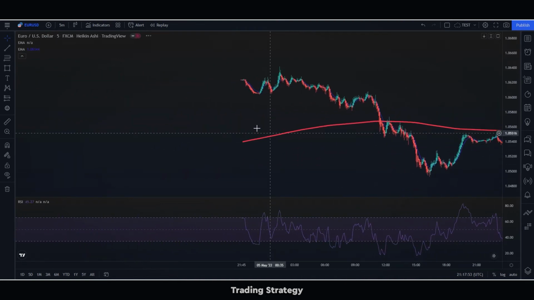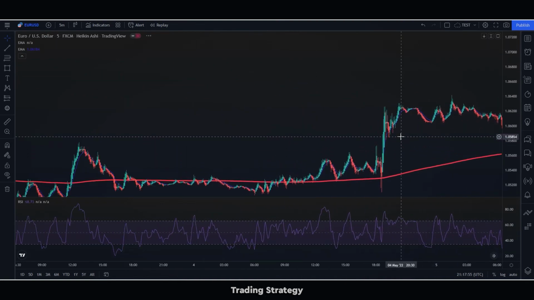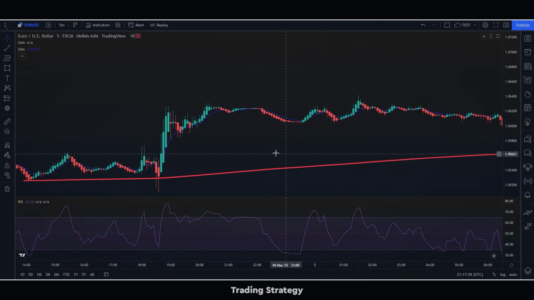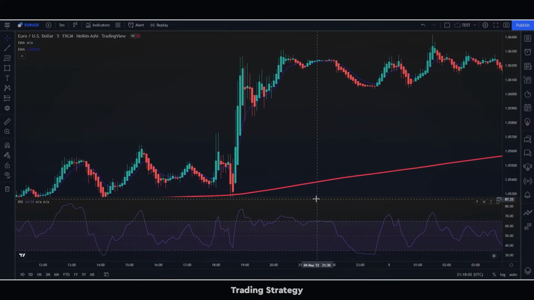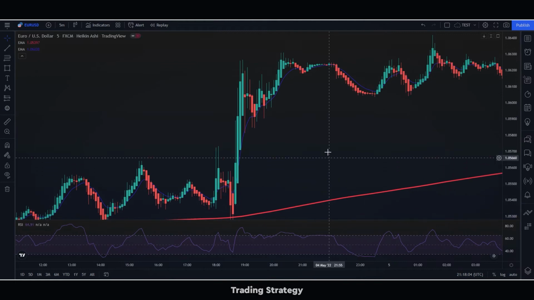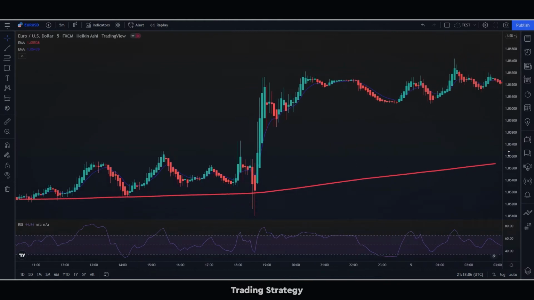As we said before, the first thing we will do is locate the price. If it is above the 100 EMA, we will only carry out purchase operations. If it is below the EMA, we will only make short trades. In this case, the price is above the EMA, so we will carry out purchase operations. We will enter the trade when the RSI touches the 35 level and the Heikin Ashi candles close above the 9-period EMA.